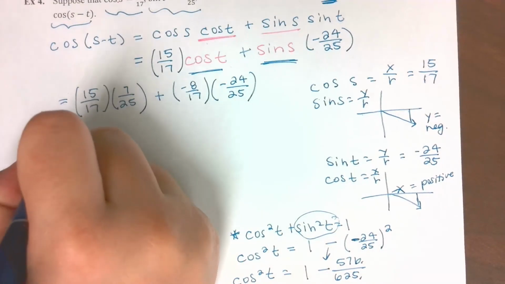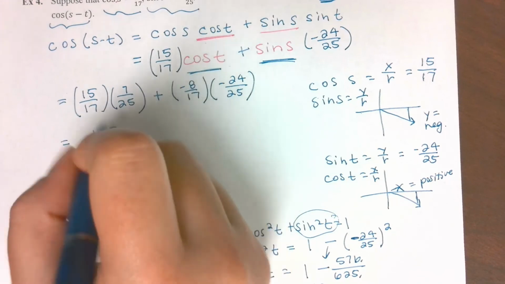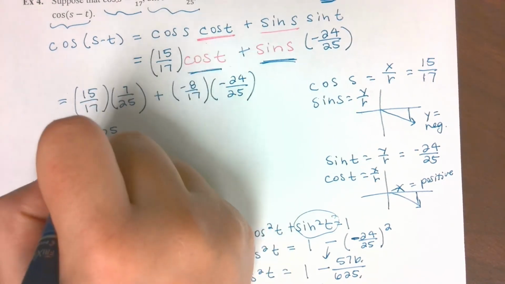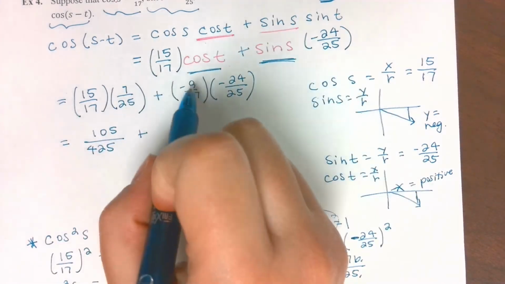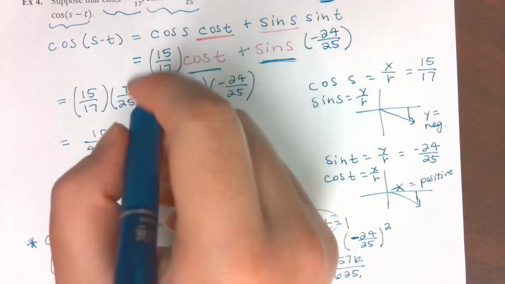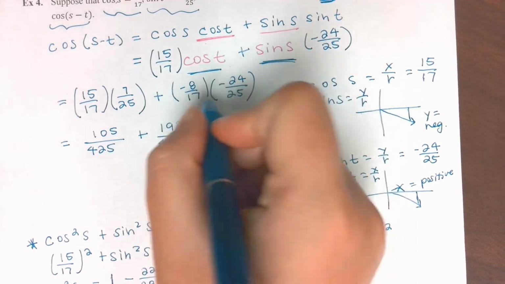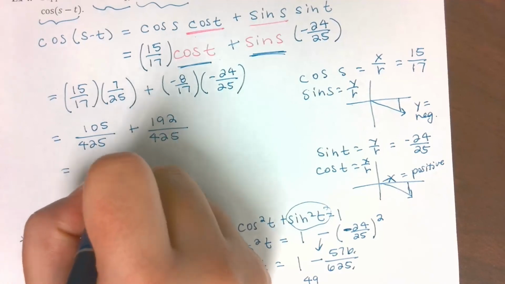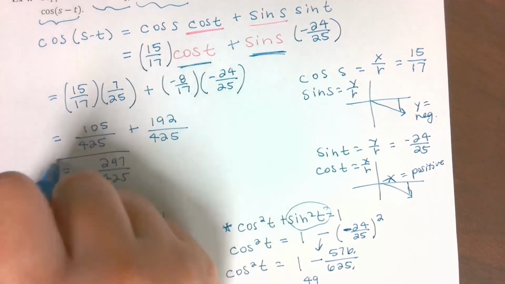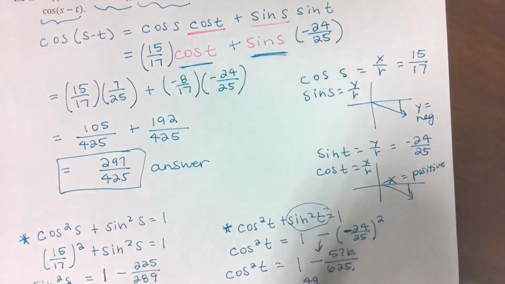Alright, so let's multiply these out. We have 105, so 15 times 7 is 105, and then 17 times 25 is going to give me 425. And then negative 8 times negative 24 is going to give me a positive 192, and then again 425, because we have 17 times 25 again. So that was going to give me 297 over 425, and this would be the answer. Whichever method works best for you.